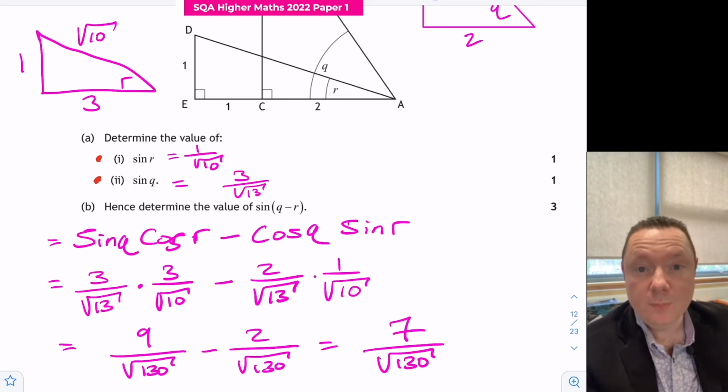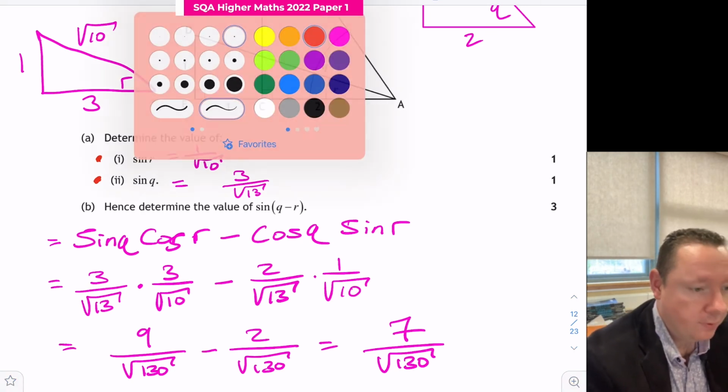Always double check if you can simplify that at the end, but you can't, and you don't have to rationalise the denominator for the marks because we're not examining that.